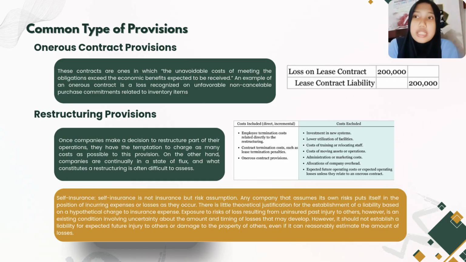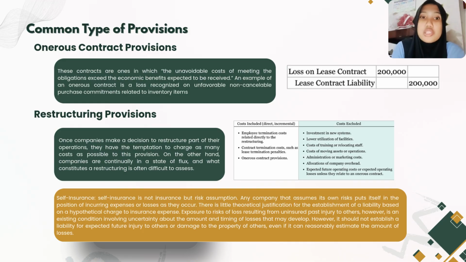So in this slide, I will explain the two common types of provision. First, I will explain the onerous contracts provision. Sometimes companies have what are referred to as onerous contracts. So these contracts are ones in which the unavoidable cost of meeting the obligation exceeds the economic benefits expected to be received. An example of an onerous contract is a loss recognition on an unfavorable non-cancelable purchase commitment related to an inventory item.